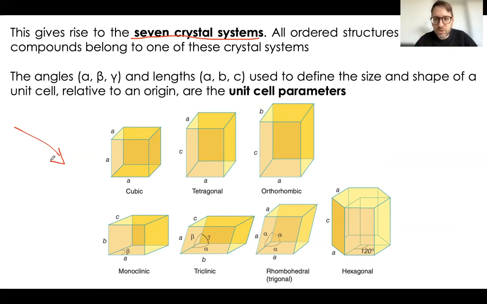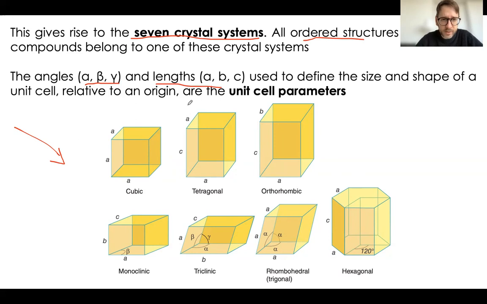So based on this description, we can find that we have 7 crystal systems that can be used to describe all ordered structures, or all solid materials having a crystalline structure, in which these angles, alpha, beta, gamma, and the lengths A, B, and C are employed to define the size and the shape of the unit cell relative to the structure of the solid.